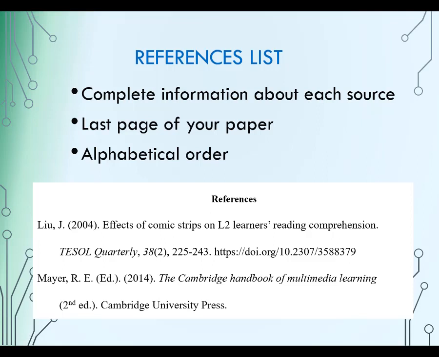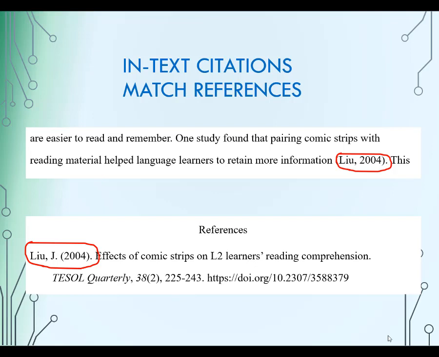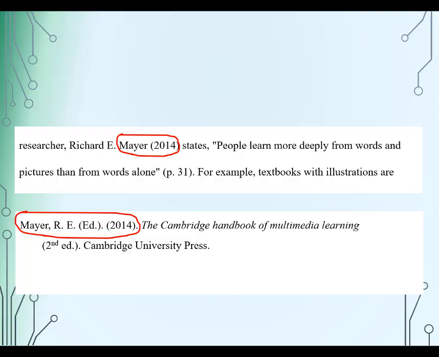Complete information about each work is listed on the last page of the paper. The page is titled References. The sources are listed in alphabetical order by the first word, which is the author's last name if there is an individual author. Since the purpose is to help readers find your sources, the two citations need to match. The beginning of each work on the reference list matches the in-text citation. That's how the reader finds the source in the alphabetical list.